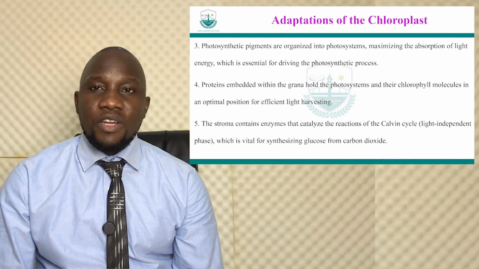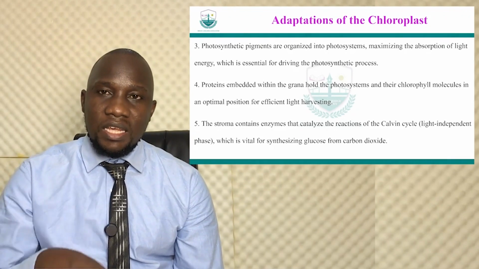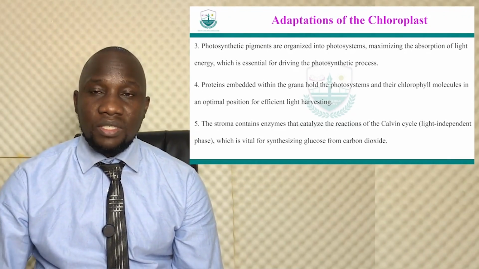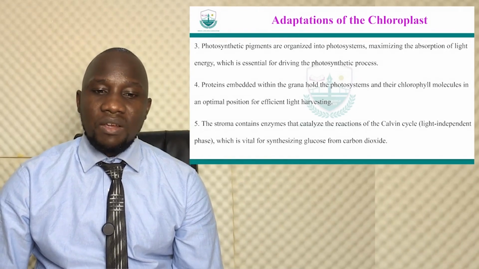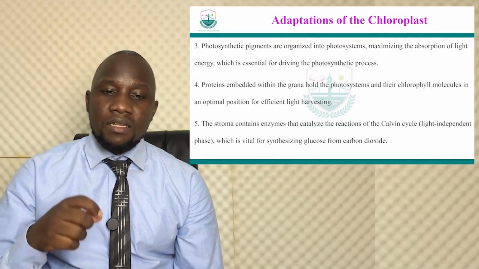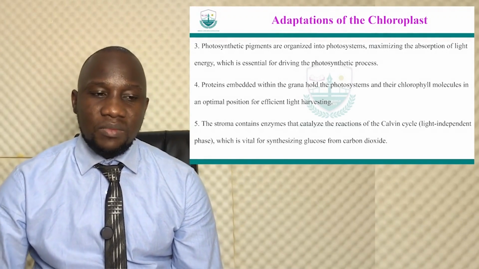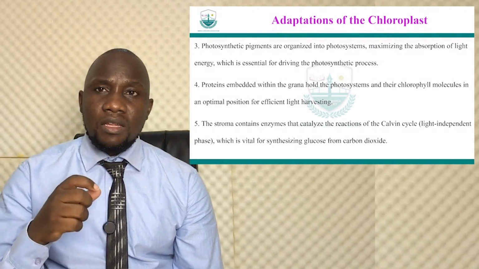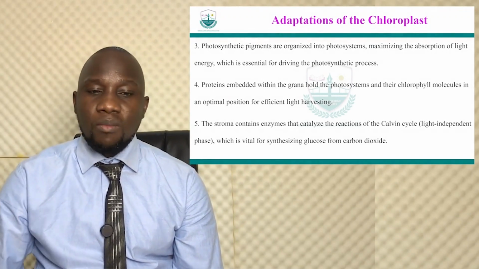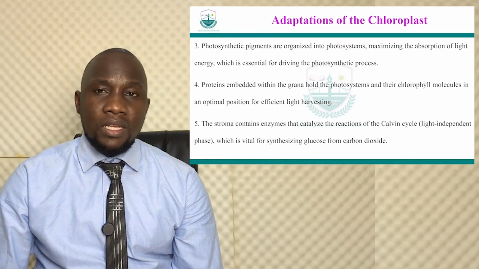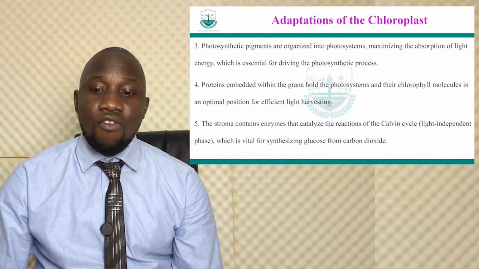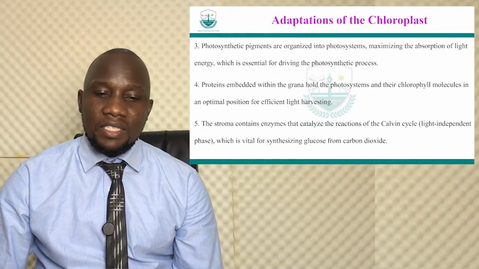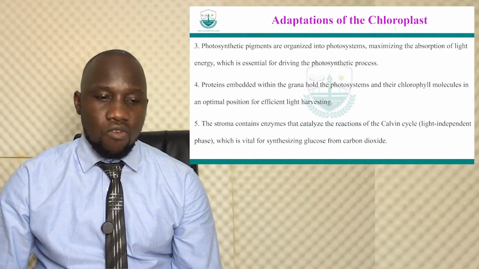And then the different pigments that are found within the thylakoid membranes are very important in absorbing sunlight. And then the proteins which are embedded within the grana help in holding photosynthetic systems and chlorophyll molecules in position to be able to capture light quite well. And then within the stroma, you have enzymes for the light independent stage, basically the Calvin cycle.